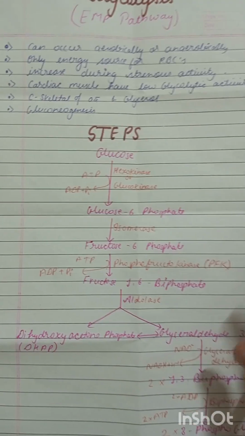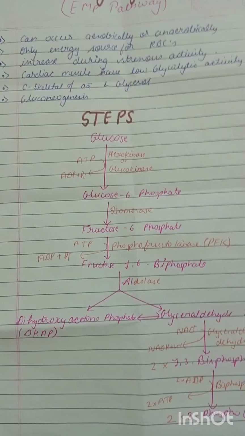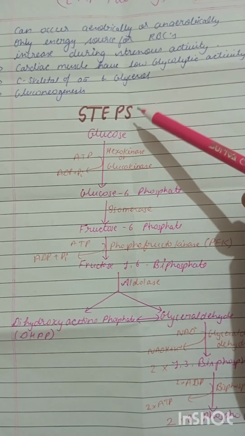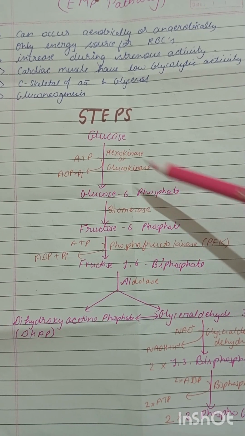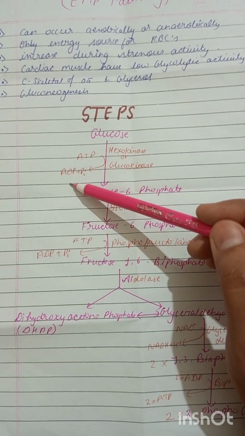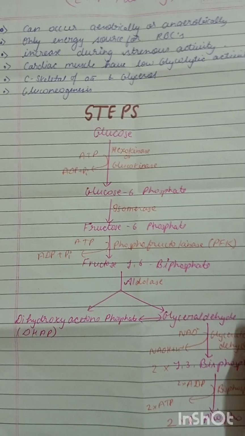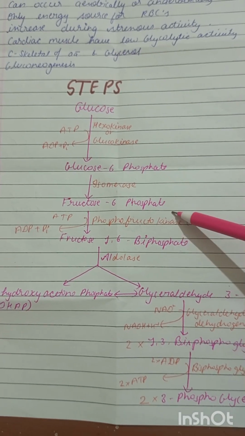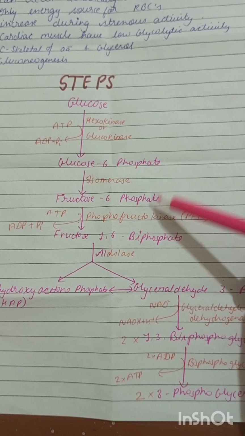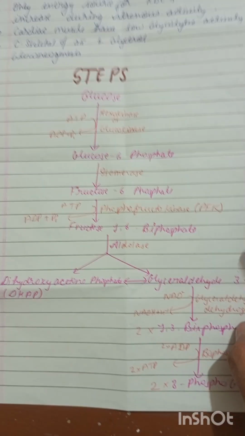Now let's come to the steps. So glycolysis occurs in 10 steps. The very first step is conversion of glucose to glucose 6-phosphate. It occurs by using an ATP and in the presence of the enzyme hexokinase or glucokinase. The second step is glucose 6-phosphate to fructose 6-phosphate. It is an isomerization step and occurs in the presence of the enzyme isomerase.